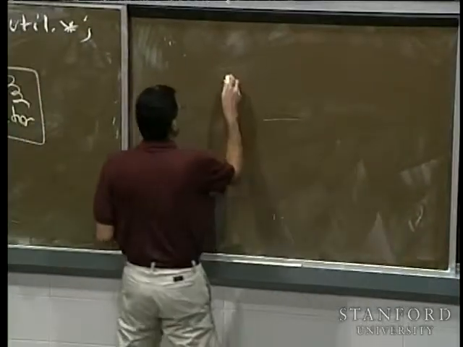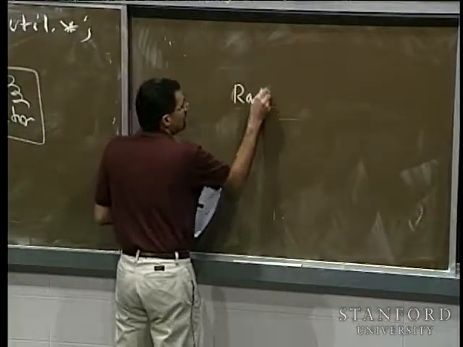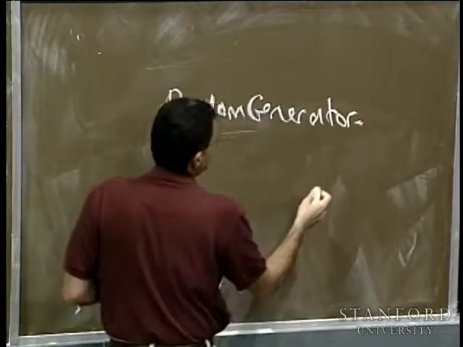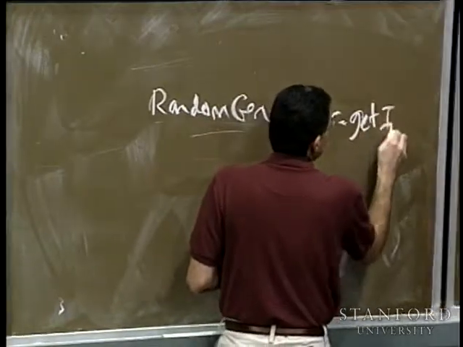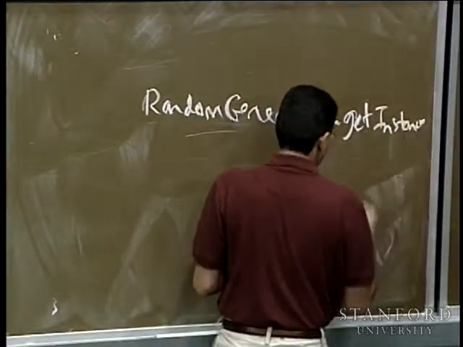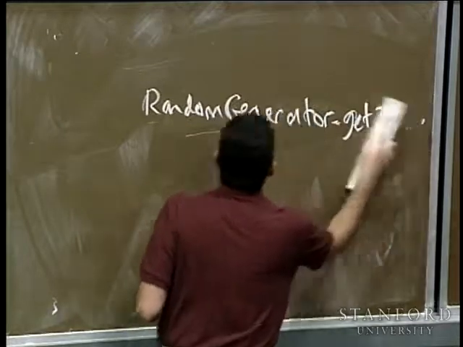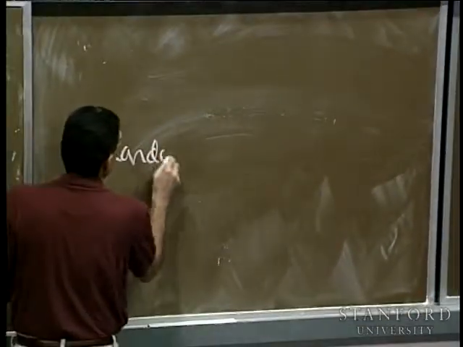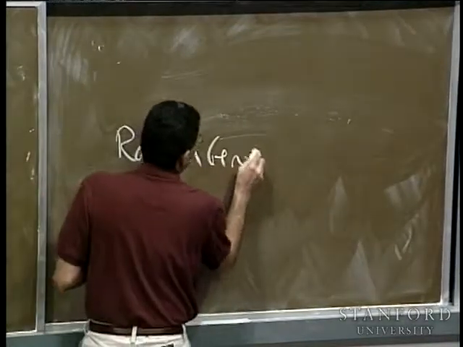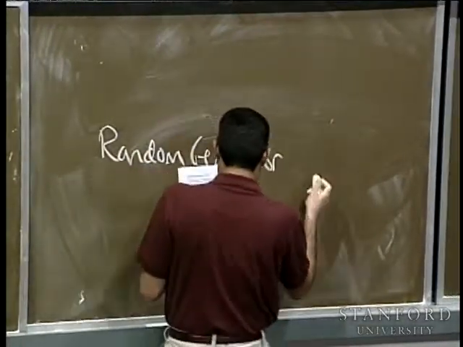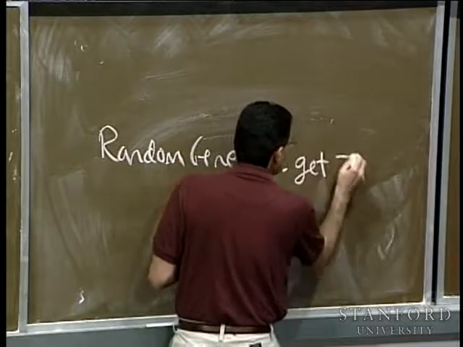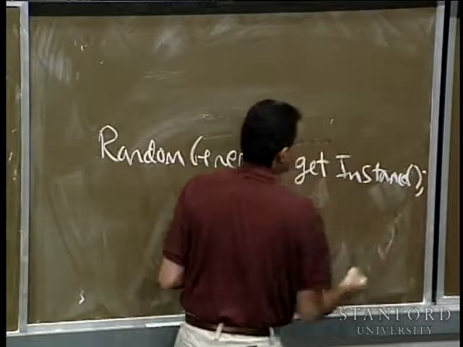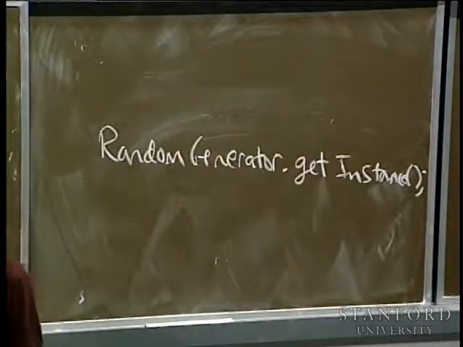What you actually say is RandomGenerator dot, and the message you send is getInstance, which means give me an instance. I can't fit it all on this board. Let me write it on 2 lines. Oh, I'm just in this hailstorm of chalk. RandomGenerator.getInstance. There are no parameters here. And what that means is give me an object of the random generator type.